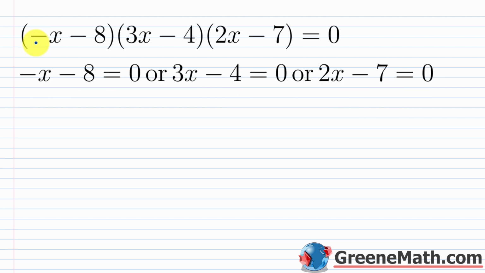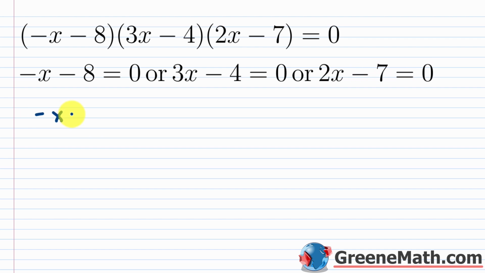So coming down here, we have the quantity -x minus 8 times the quantity 3x minus 4 times the quantity 2x minus 7. We set that equal to 0 and we solve. Because this is in factored form, we can use the zero product property. So you just take each factor, -x minus 8, set that equal to 0. Then or, this 3x minus 4, set that equal to 0. Then or, this 2x minus 7, set that equal to 0. So we're going to solve each one of these individually.